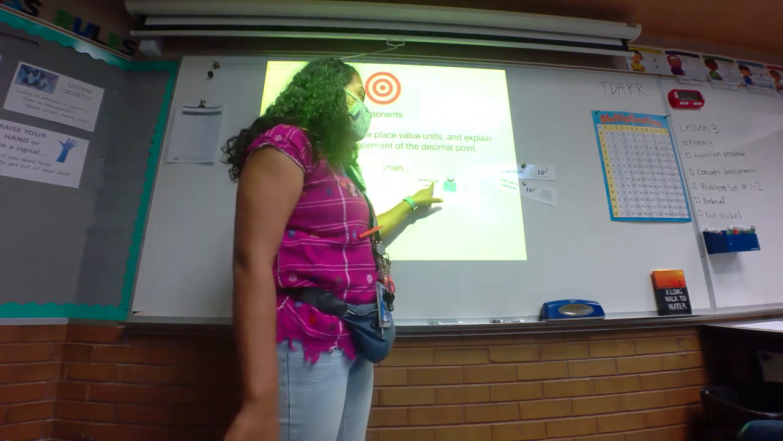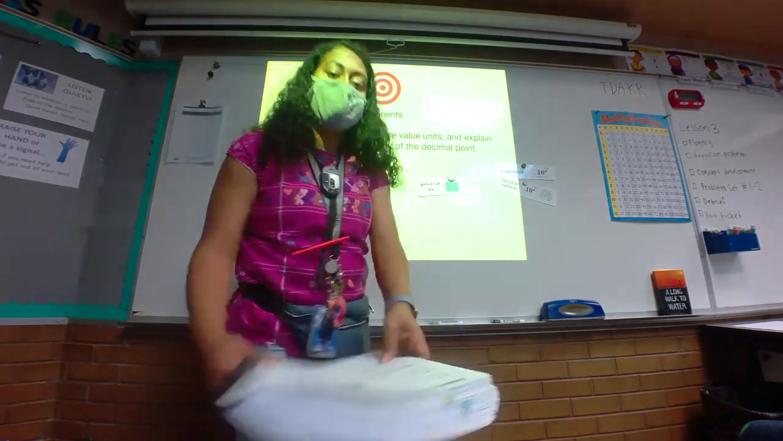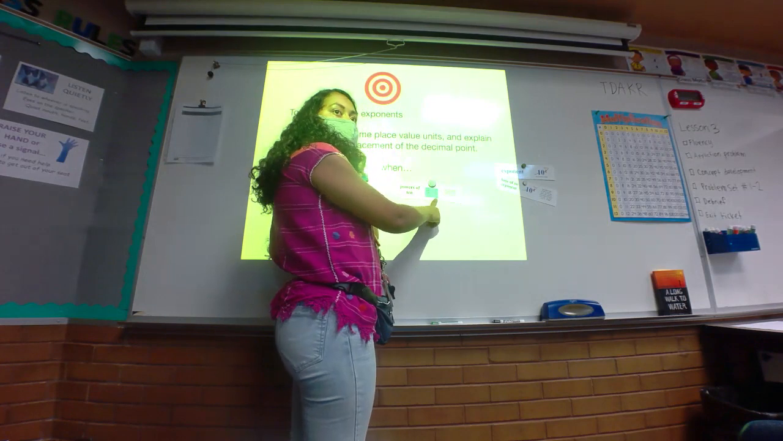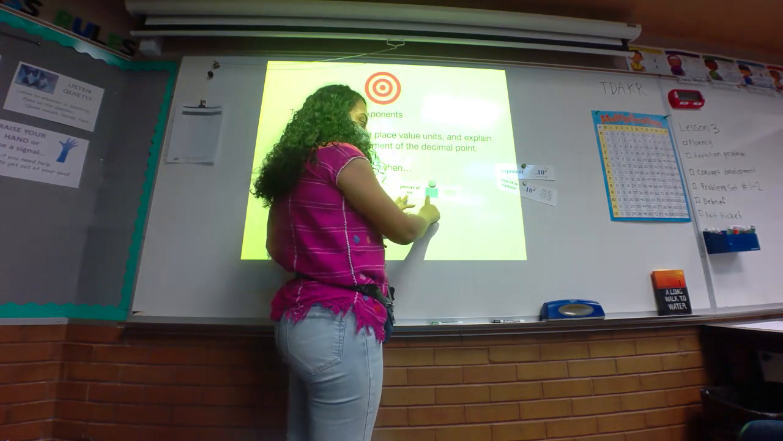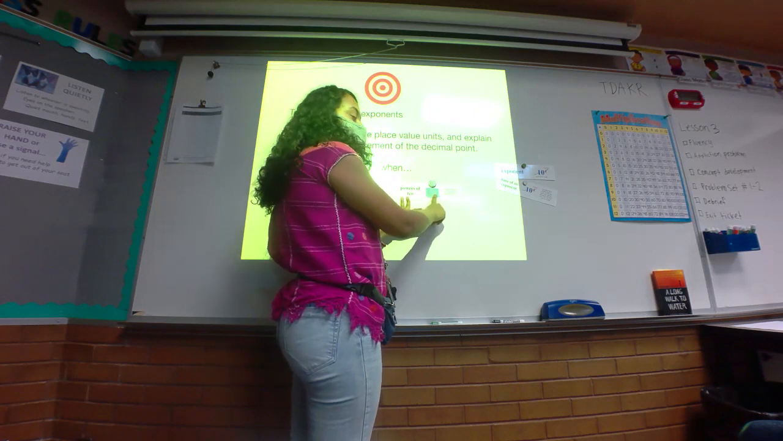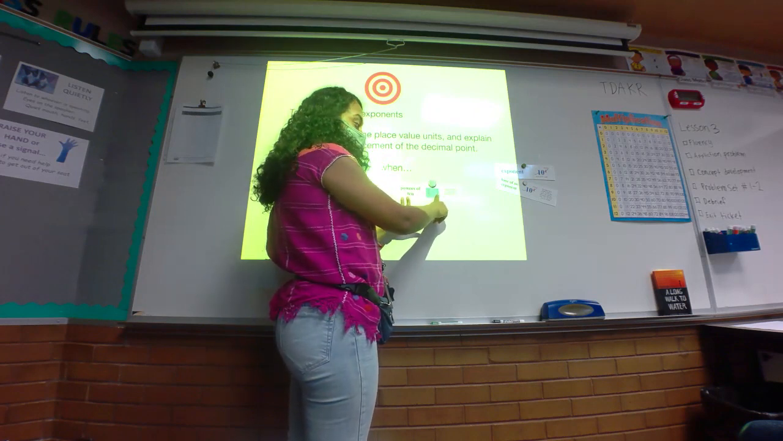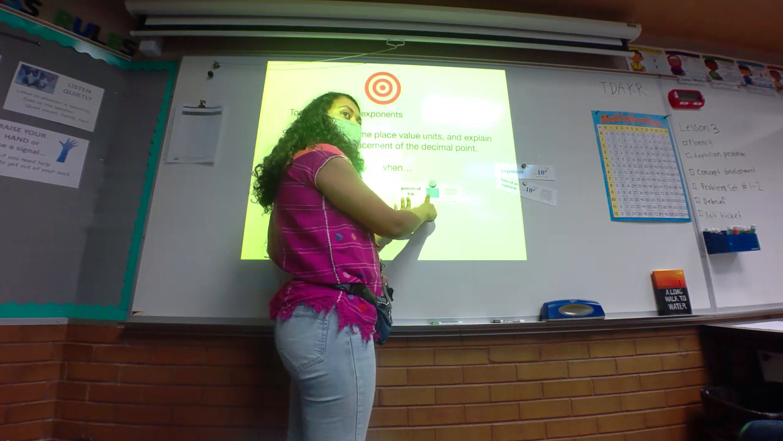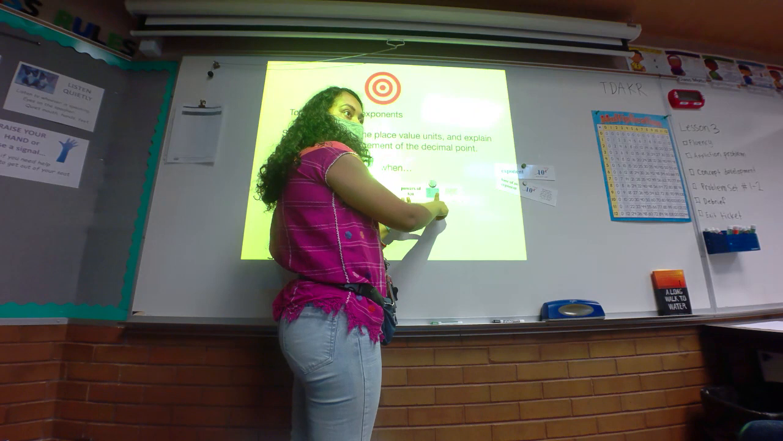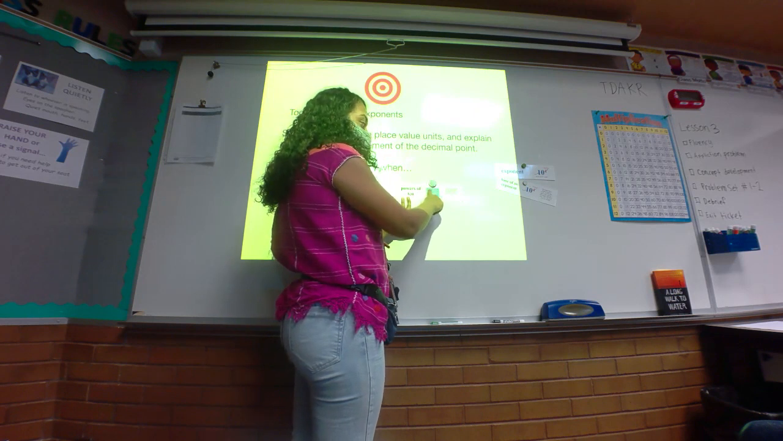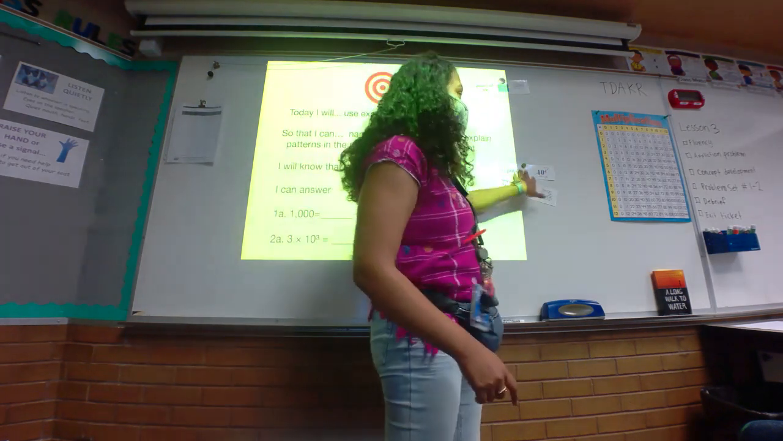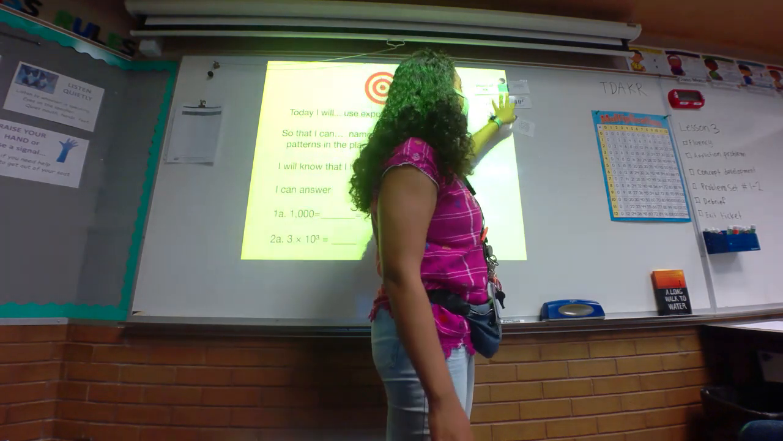These are called the powers of 10 that we've been using, right? So we have 1 is equal to 10 to the power of 0. 10 is equal to 10 to the power of 1. 100 is equal to 10 to the power of 2, right? Because there's 2 tens in 100. 1,000 is equal to 10 to the power of 3. 10,000 is equal to 10 to the power of 4. Okay? So those are some vocabulary words that we will be using today.